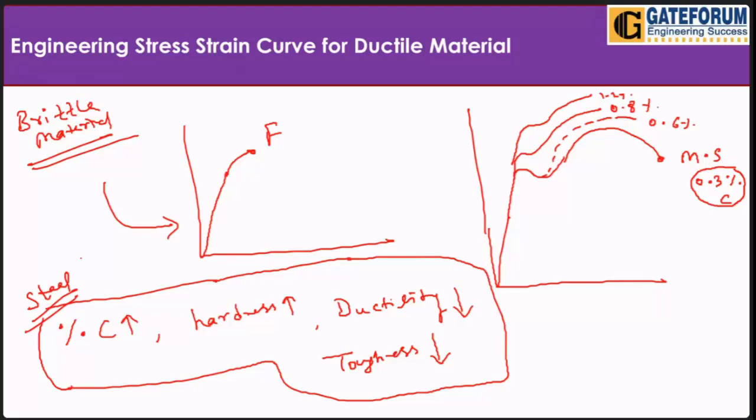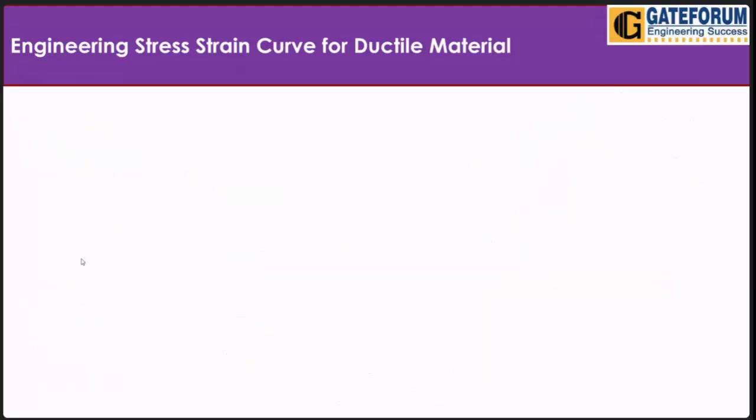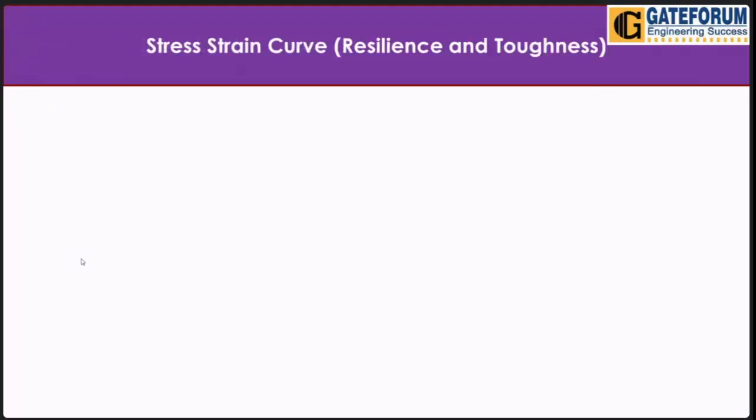Okay, now we will go for resilience as well as toughness. So what is resilience and toughness? Very simply, resilience and toughness are almost the same, but there is a little difference. What happens if we stretch a rod? Some work has to be done in stretching the rod. That work is stored in the rod as potential energy, which is also known as strain energy, and that is known as resilience.